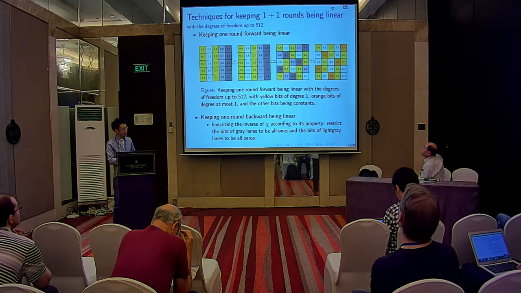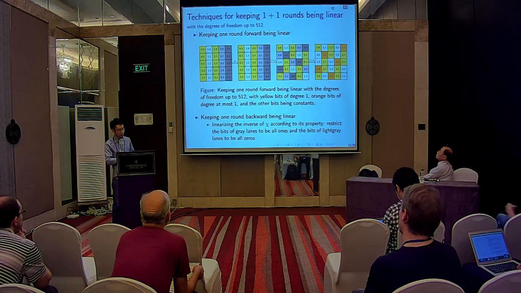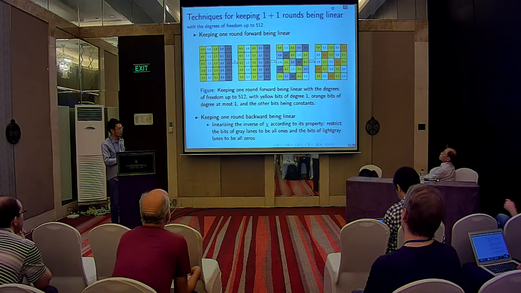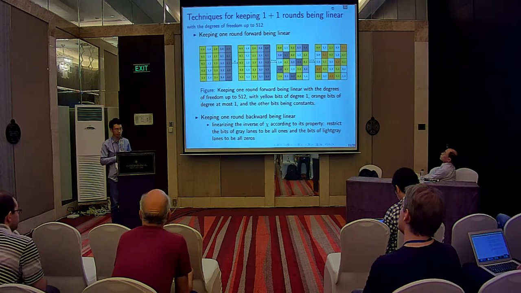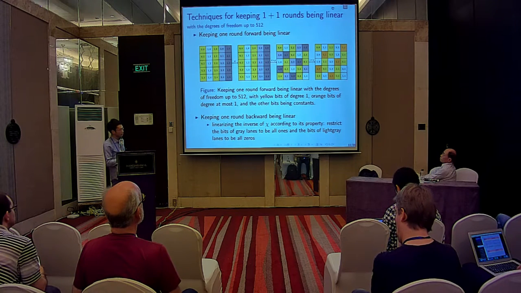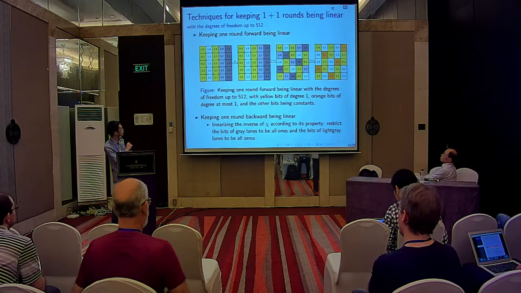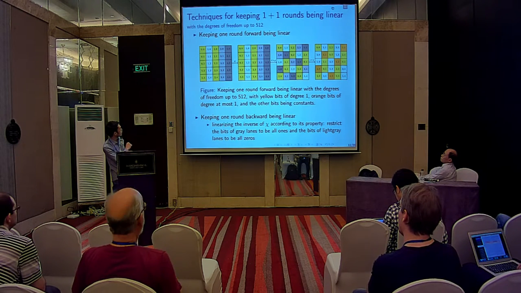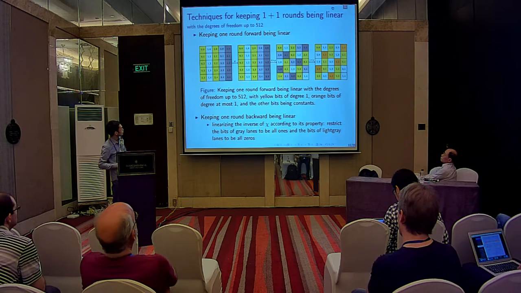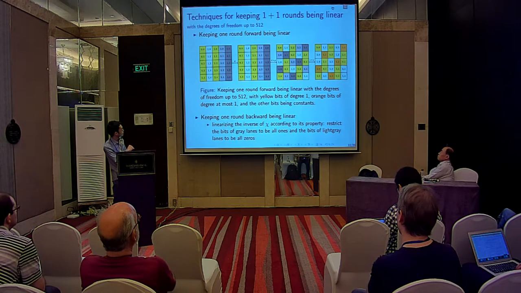Now, let's have a discussion about the details of our technique for the new structure. First, we will keep one round forward being linear. Then we will keep one round backward being linear. As shown in the picture, we impose the variables just for the yellow lines. And we impose that each column of the yellow part sums to a constant or a zero.